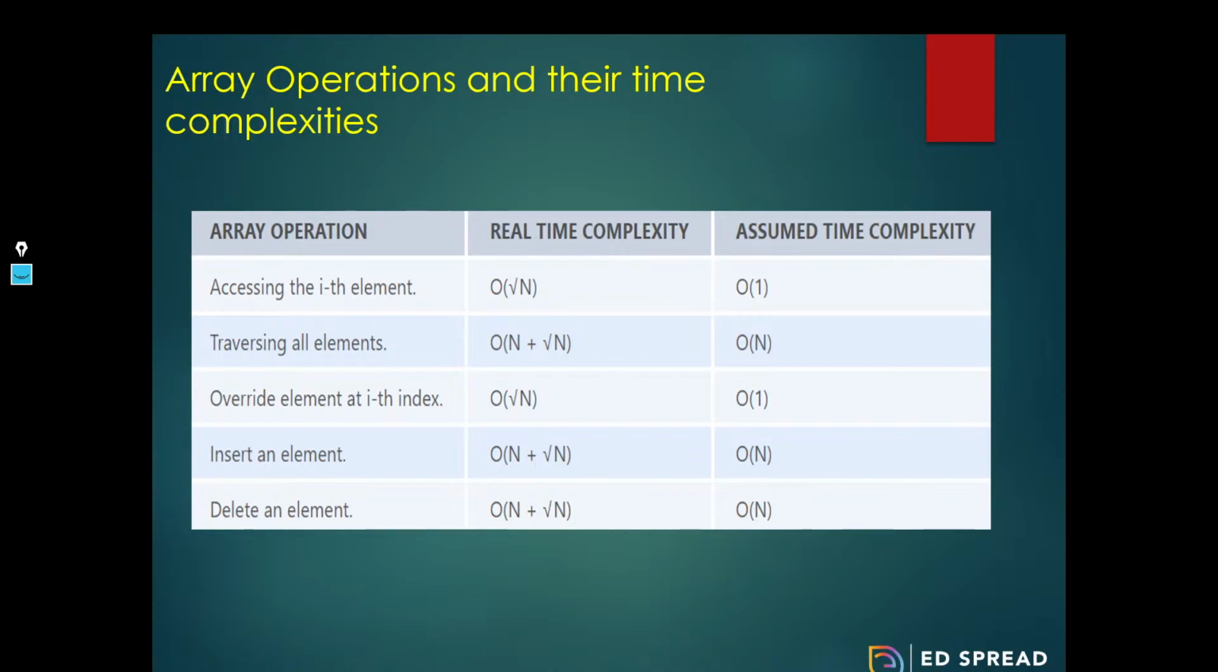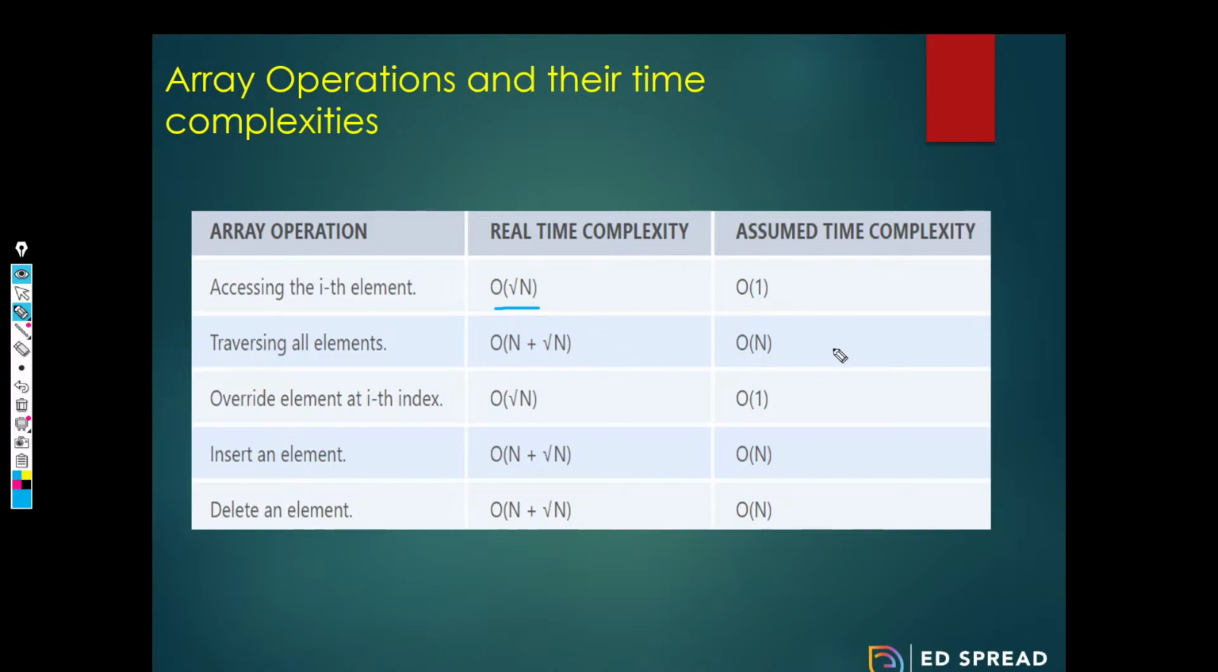Now there is one thing: what are the time complexities of array operations? If you look at these parts, you can see some different terminologies written over here, root n or n plus root n, all things like that. These are very practical cases, but we don't take these values. Why don't we take them? Because we neglect the smaller values.